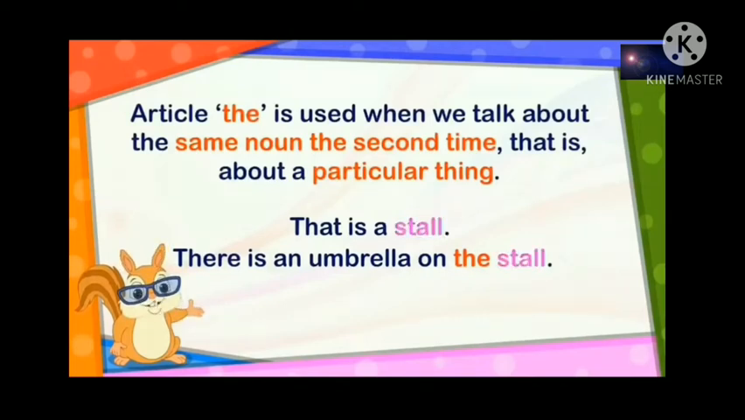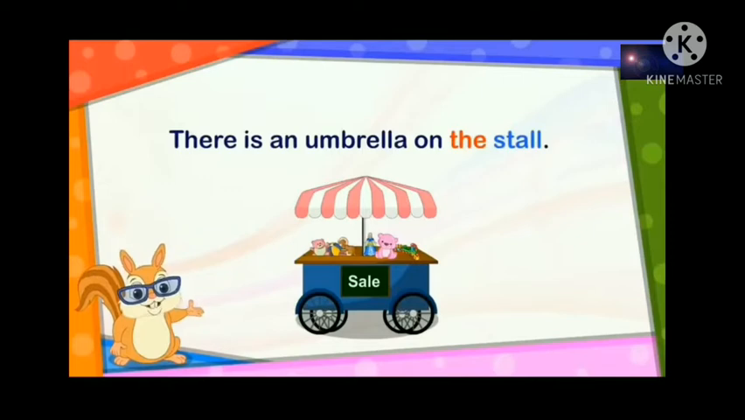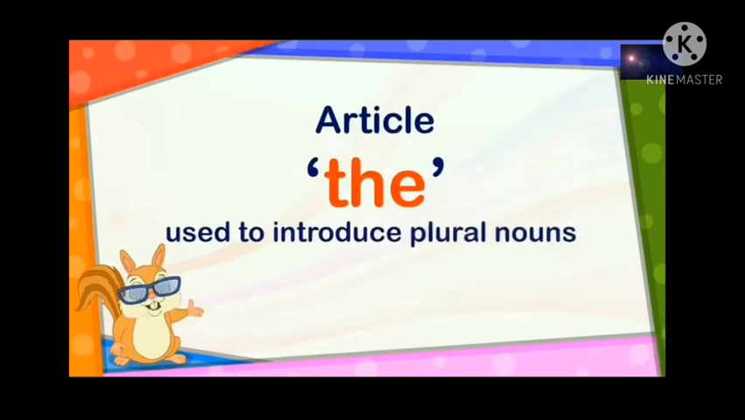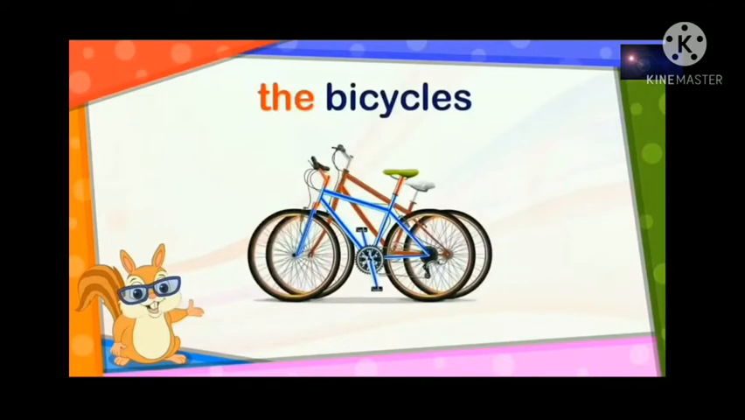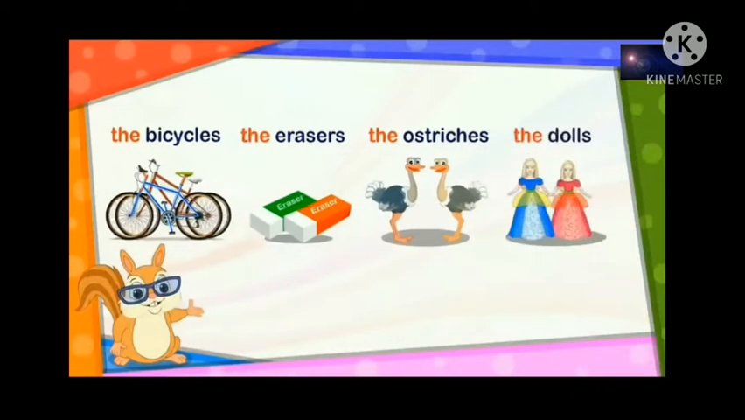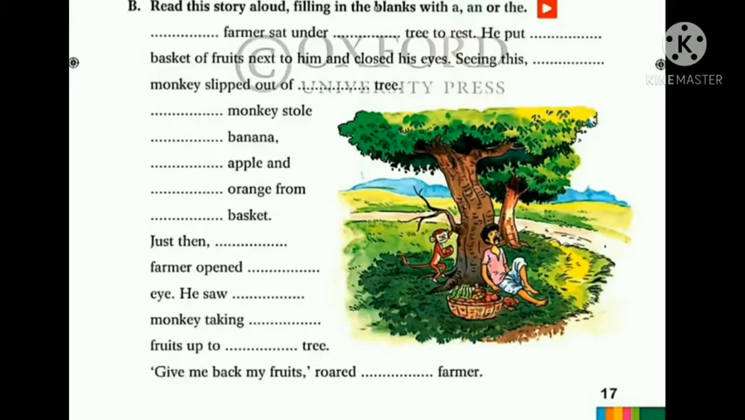Article the is used when we talk about the same noun the second time, that is, about a particular thing. There is an umbrella on the stall. Article the is used to introduce plural nouns too, such as the bicycles, the erasers, the ostriches, the dolls. I hope children you have all understood the articles well, so let's do the exercise now.